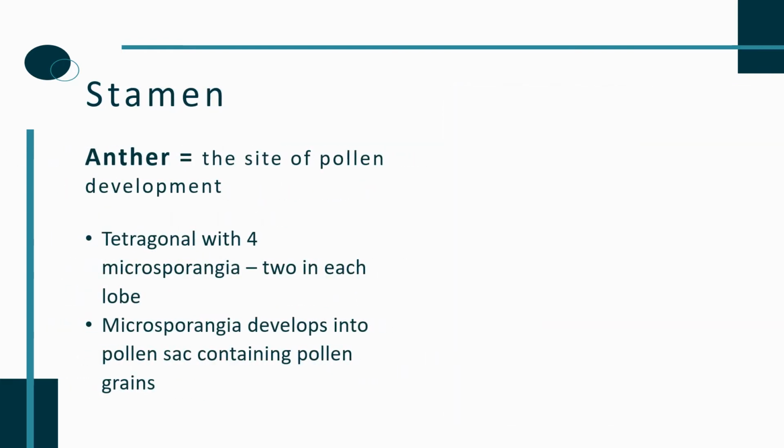If we take the example of a bilobed or dithecous anther to understand the rest of the processes taking place in them, a bilobed anther will have tetragonal structure with four sides or four corners containing four microsporangia. There will be a total of two microsporangia in each lobe. Microsporangia develops into pollen sac and contains pollen grain.